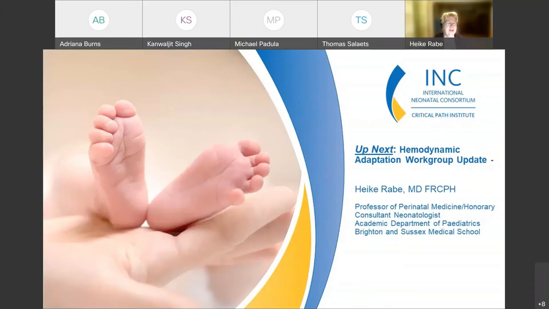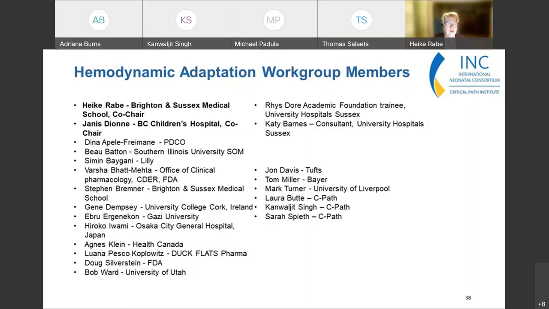So I would like to give you an update of our Hemodynamic Adaptation Working Group. First of all, I would like to thank all the members of the working group who worked very hard on doing all the systematic reviews, which we did over the past few years, and especially my co-chair, Janis Dion, and my team here in Brighton, including Stephen Bremner as our professor of statistics.